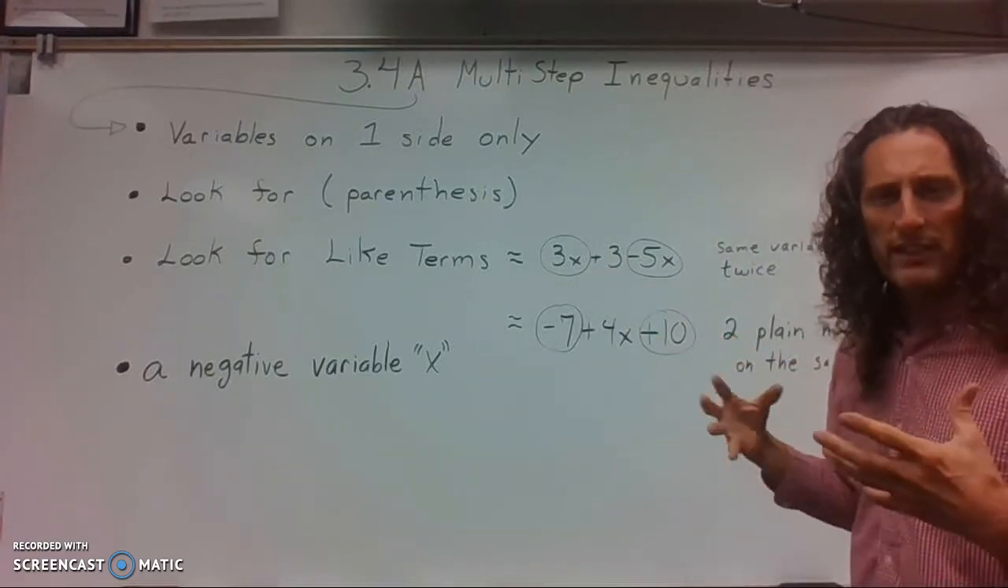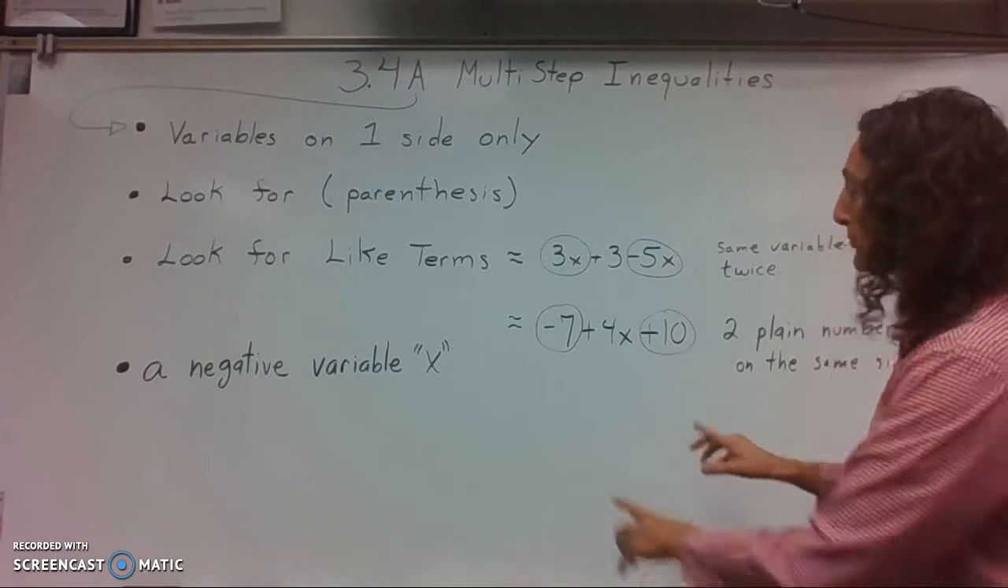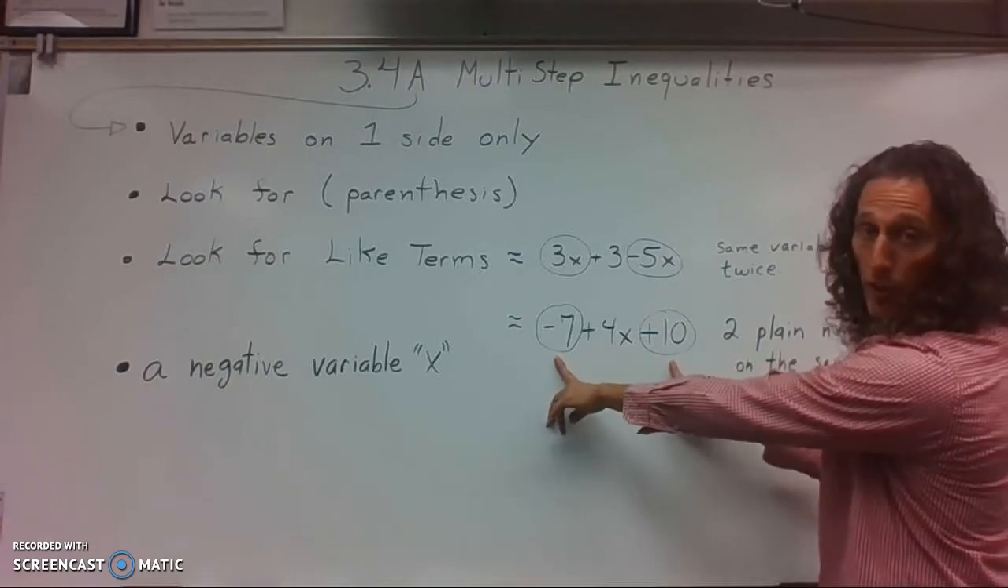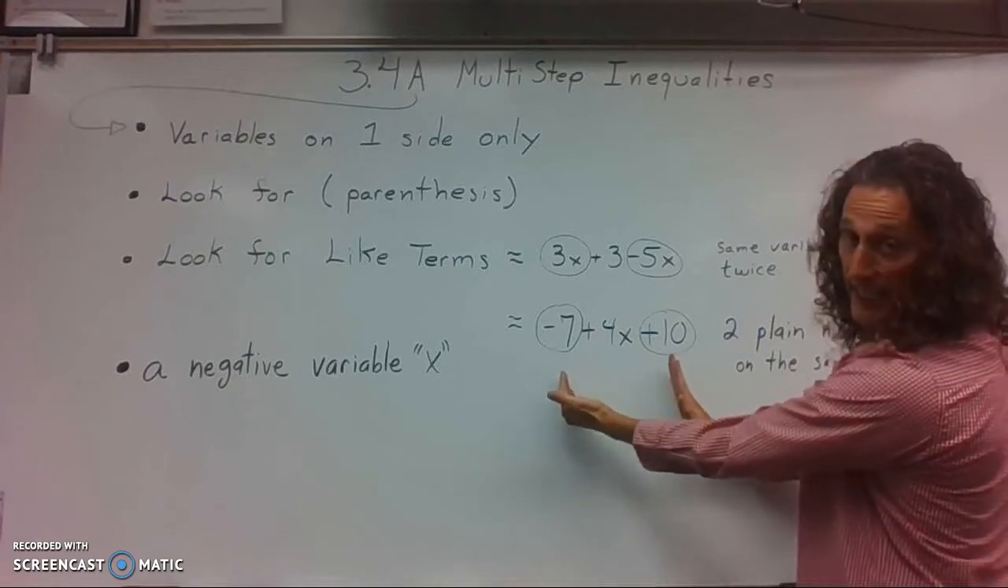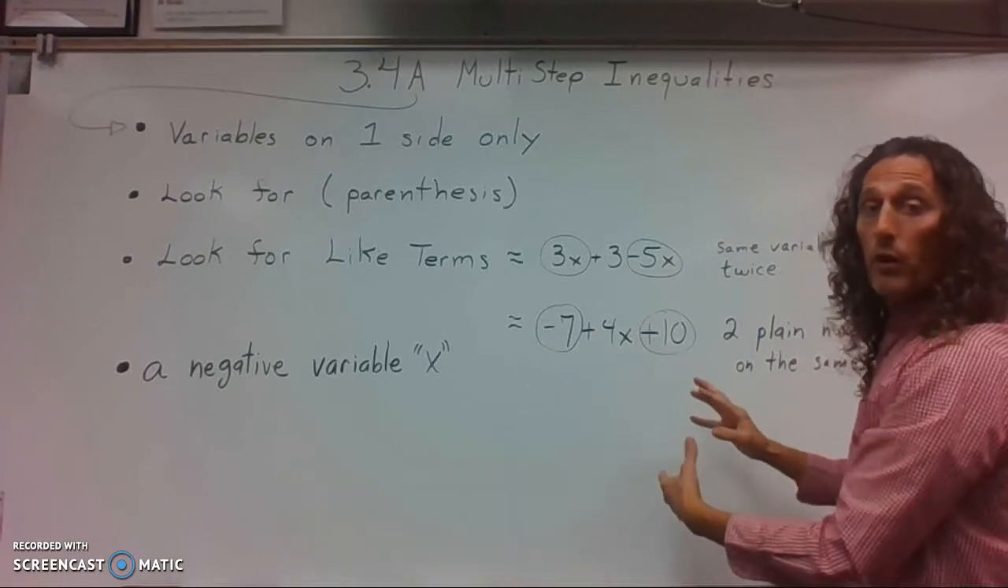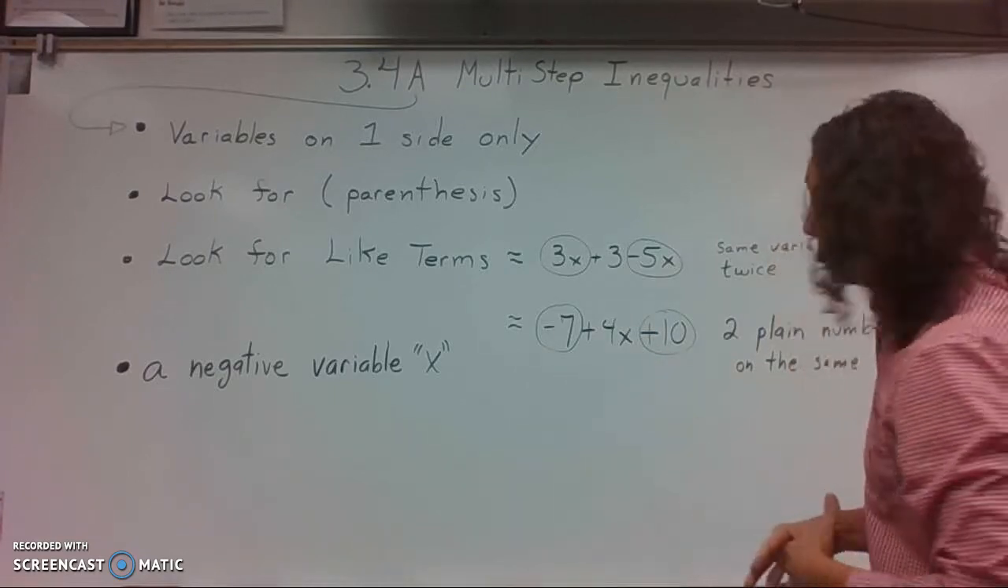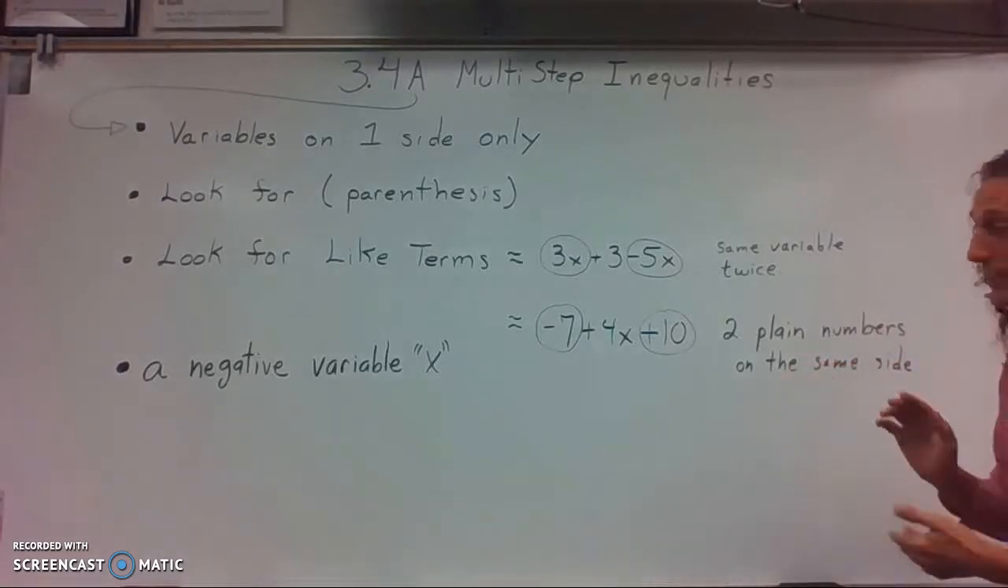Or the one that's a little bit harder to detect is when you have two plain numbers that are on the same side. So a -7 and a +10. If they're already on the same side, those become like terms, all right? So that's why it says two plain numbers on the same side.